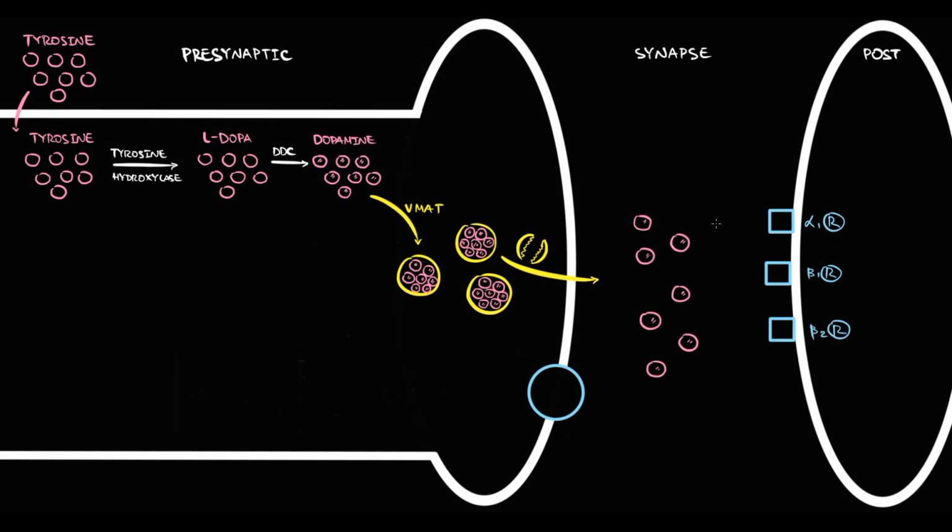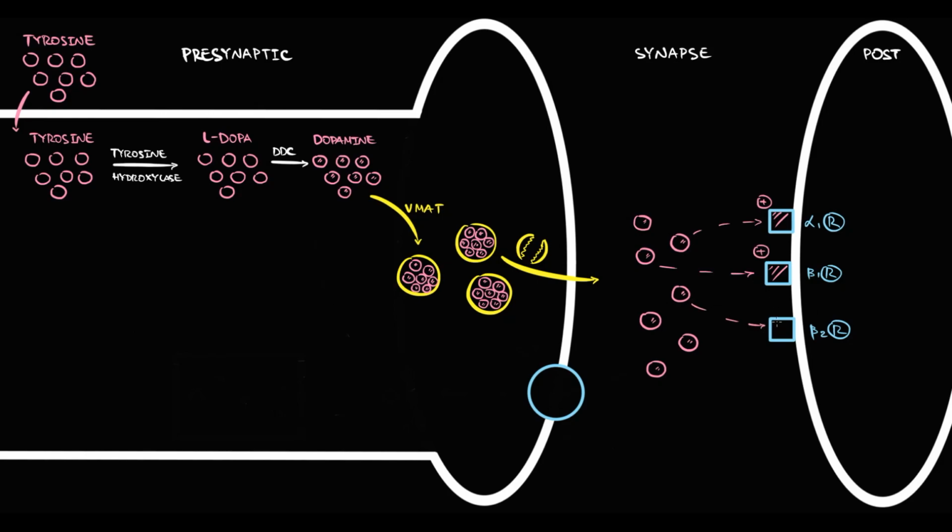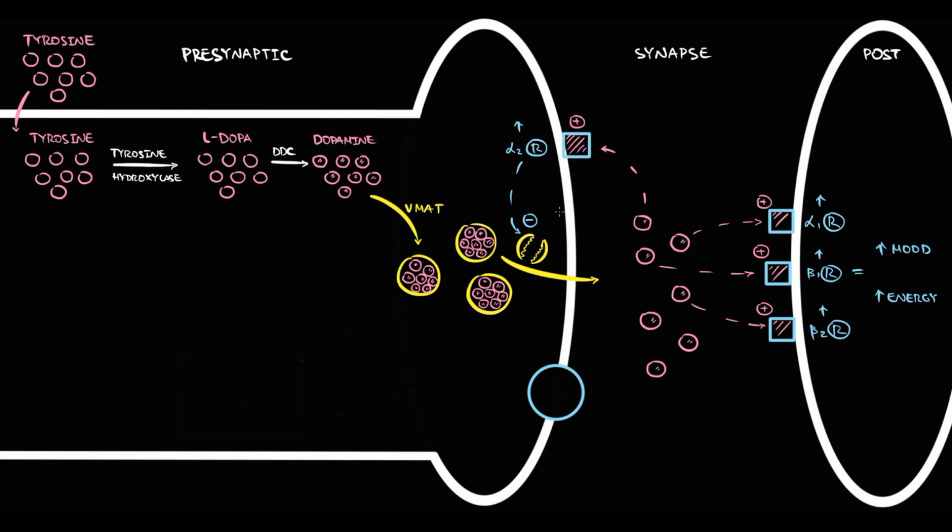Once norepinephrine molecules appear in the synapse, most of them immediately bind to adrenergic receptors. With binding, they activate adrenergic receptors, and activation of adrenergic receptors improve mood and increase energy. Some of the norepinephrine molecules bind to alpha-2 receptor on presynaptic neuron, which is autoreceptor. With activation, this receptor inhibits the exocytosis of norepinephrine vesicles into the synapse. So this receptor provides reciprocal regulation.